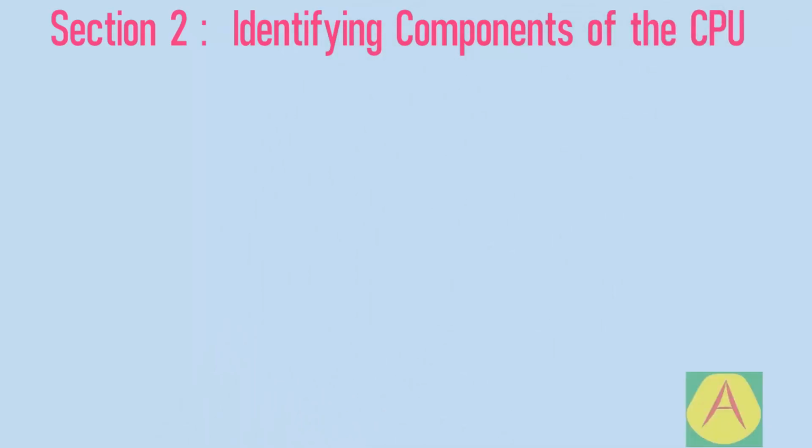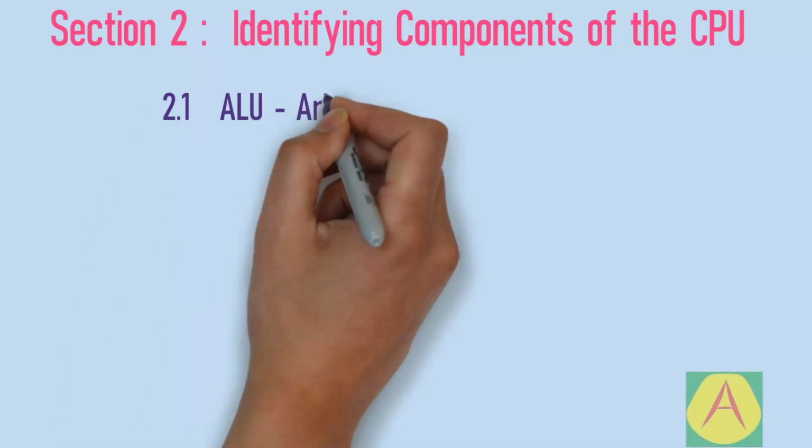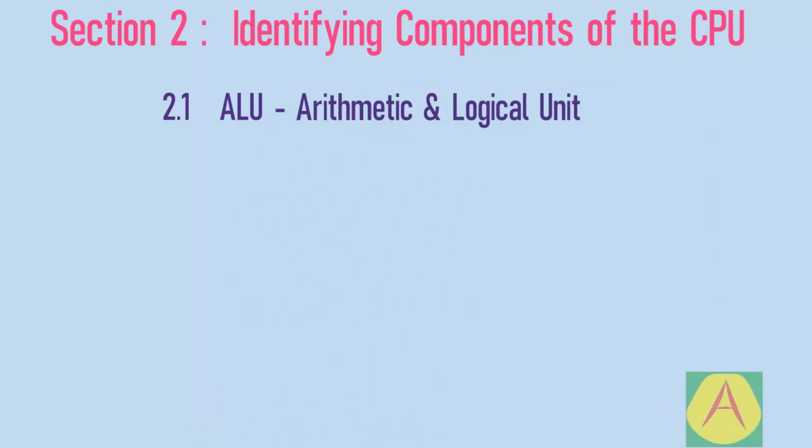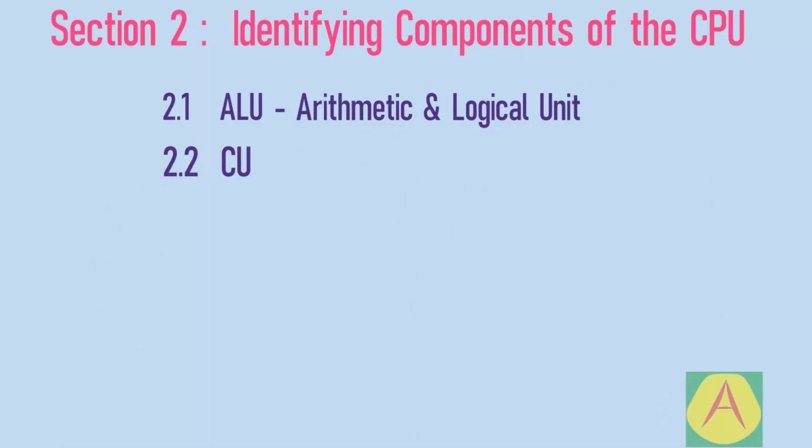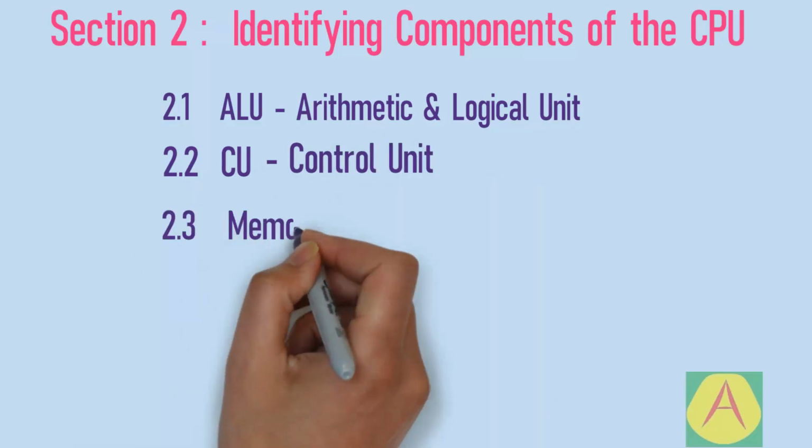Components mean parts. So there are 3 main parts in the CPU, and the first one is ALU. ALU stands for arithmetic and logical unit. Second one, CU. CU stands for control unit. And third, memory registers.